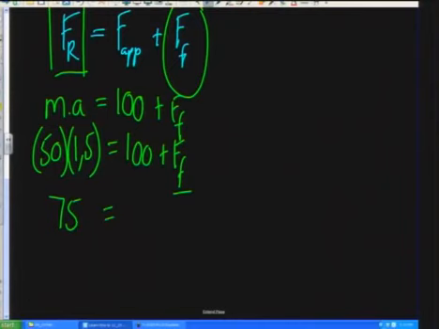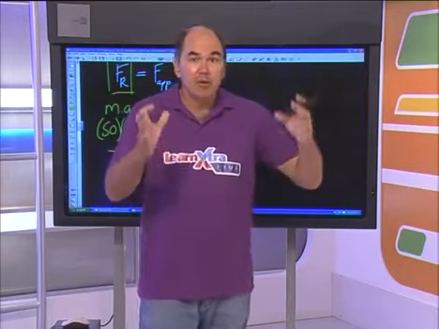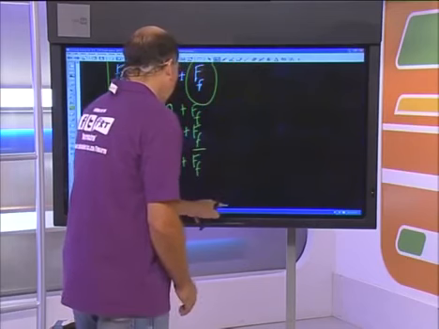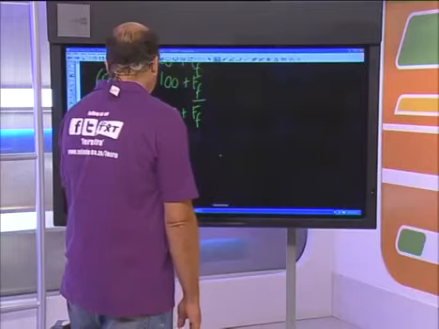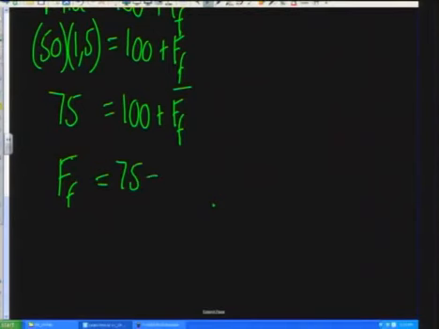We know that the applied force is 100. Now guys, this doesn't take rocket science to work out what the frictional force is. What must I add to 100 to get 75? I hope you can see that we've got to add minus 25, because minus 25 plus 100 is going to give you 75. You can, of course, rearrange the subject of the formula, and you will get 75 minus 100, and you can check that that equals minus 25 newtons.